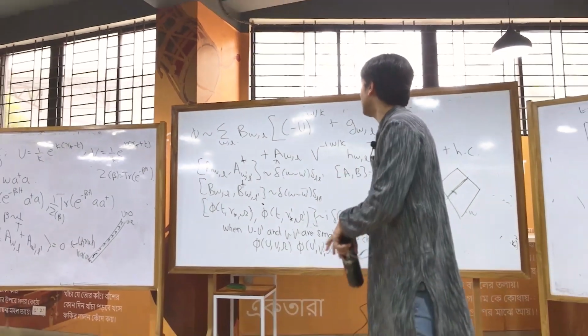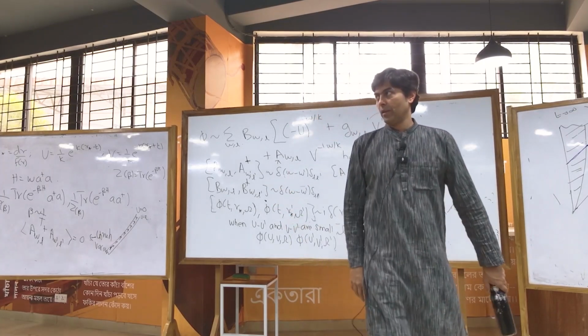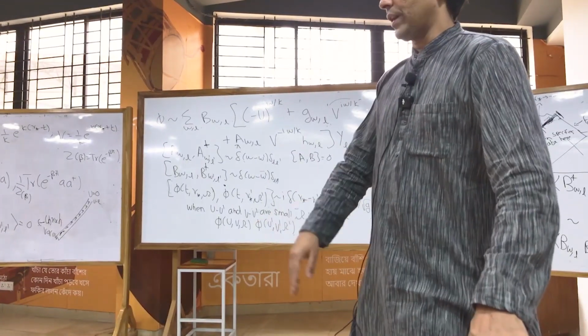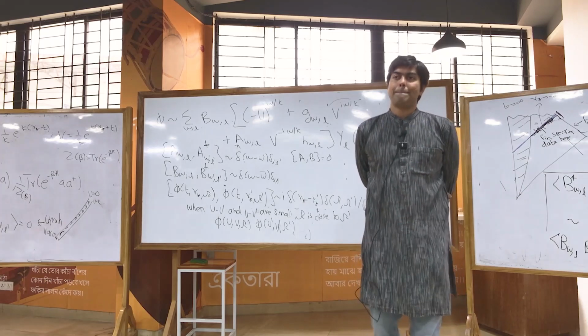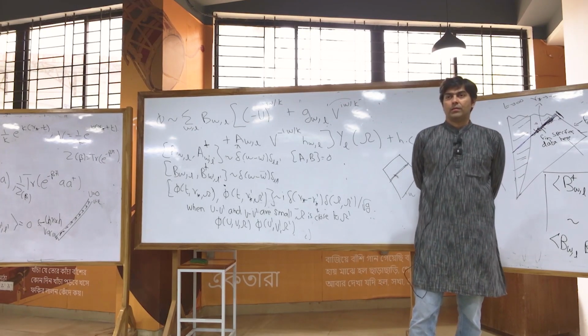Unruh vacuum just means that these modes, which are the ingoing modes, are set in the vacuum. They're set in the ground state. That's the Unruh vacuum. Yeah. Is the Unruh vacuum related to Unruh radiation?